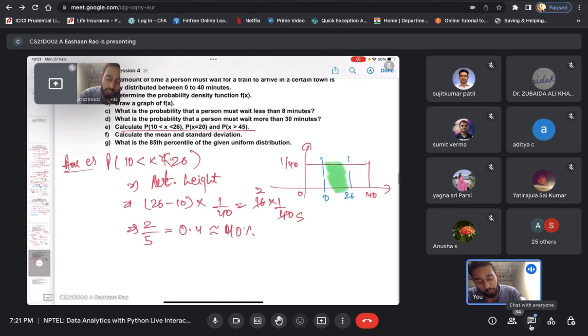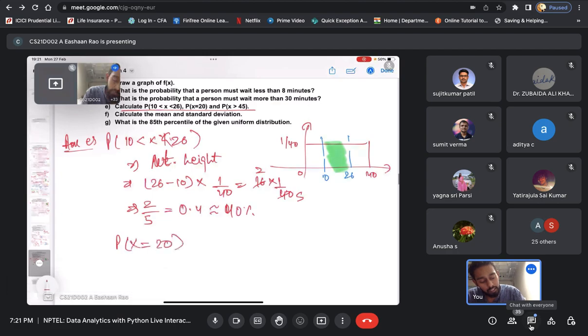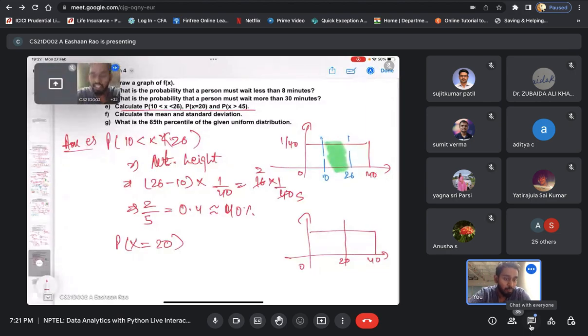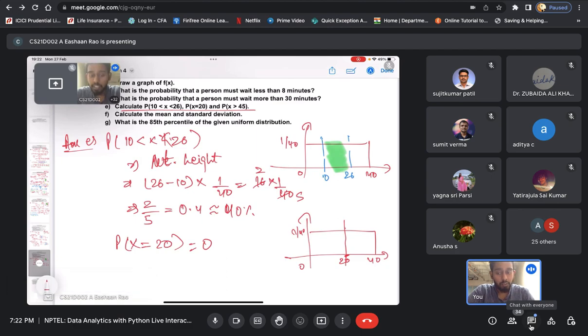Now the next question is a little interesting, that is if x is equal to 20. If I try to plot it here directly with 40, 0, and somewhere 20, ideally it should not work, because as we discussed earlier, for a continuous random variable we can't get an exact point. Like for inches of rain, we can't say that we got exactly 2 inches of rain. It might be a little less or a little more. Similarly here. We are solving using width versus height, and since it's just a straight line, we have a height of 1 by 40, but no width. So ideally its probability is 0, since it's a singular point. That's why the probability of x equal to 20 is 0.